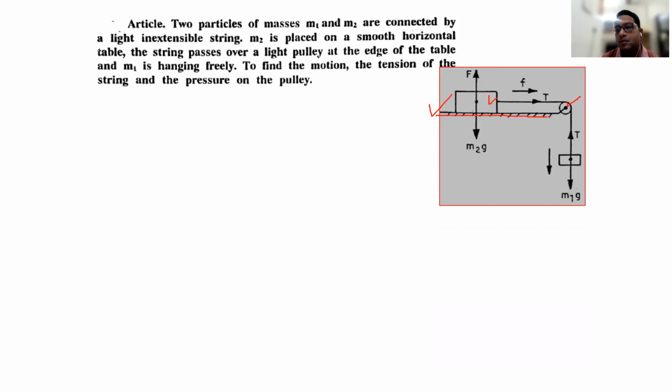This is the table. Mass m1 is hanging freely, vertically. To find the motion, in this article we have to find the acceleration of the motion, the tension T of the string, and the pressure on the pulley. So we have to find the pressure on this pulley.